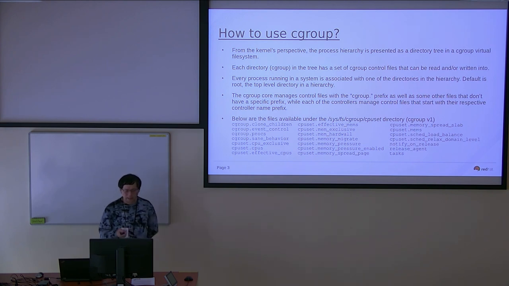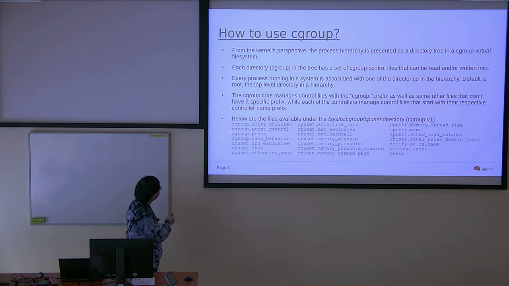And if you look at the control files in each of the directories, you can see that there is a set of control files that start with the prefix cgroup. They are associated with the core cgroup. And then there is another set of files. Each of the controllers in the cgroup has its own set of control files.